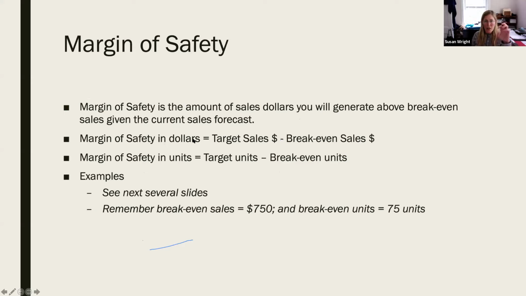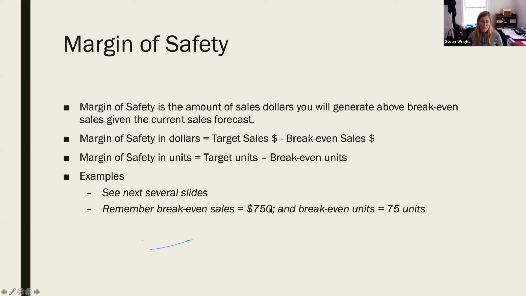That's your cushion you have before you start losing money. And then you do the same thing with units: the same units that relate to those sales minus break-even units. And that gives you the number of units sales could drop before you start losing money. So let's look at the next several slides.